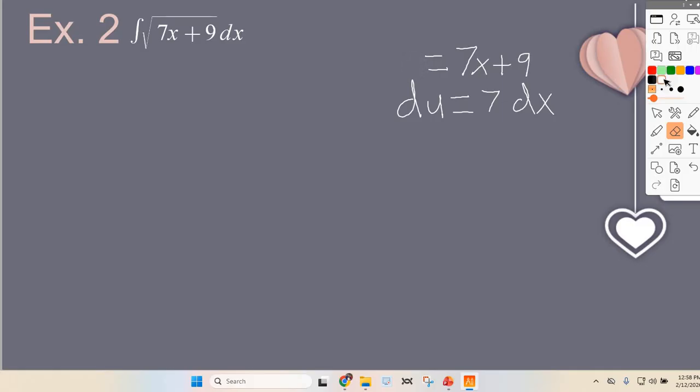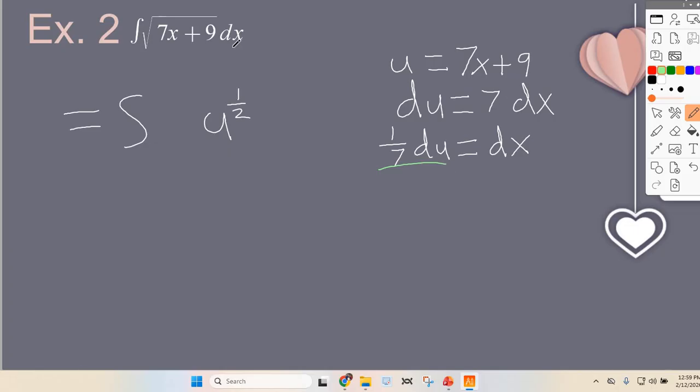Yes. Okay. So do you agree that eventually I can substitute stuff in for my dx? Yes? Would you divide by 7? Yeah. So du over 7 is dx. Usually we write it as a fraction though. So now when we rewrite this, my u is going to be to the 1/2, or the square root of u. And my dx is getting taken up by 1/7 du.